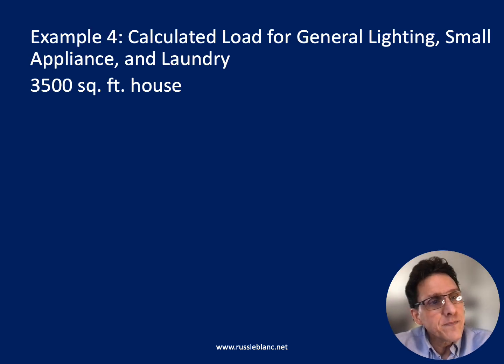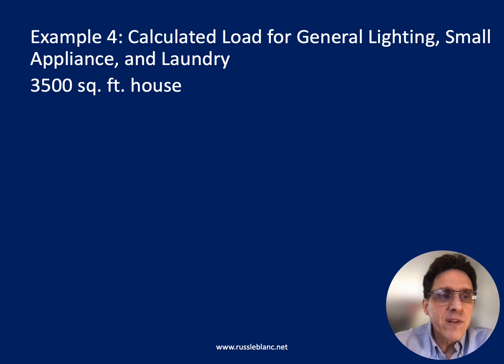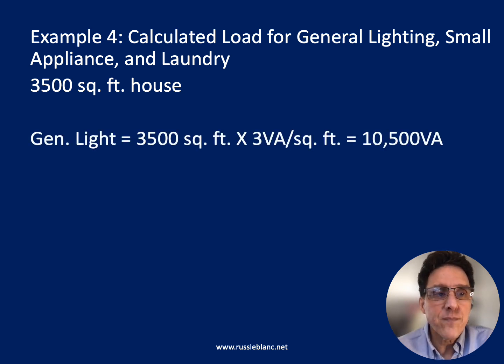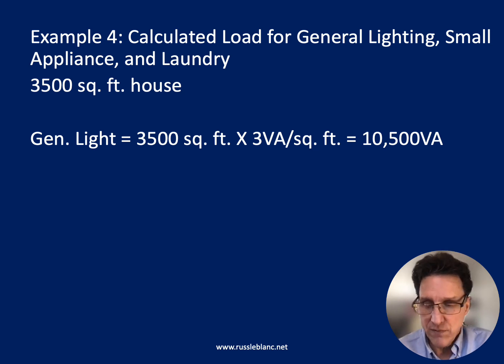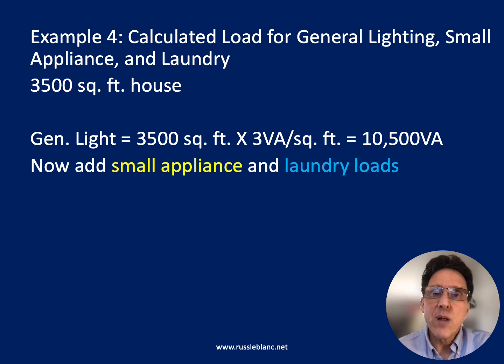Okay, here's the next example. Now we have a 3,500 square foot house, and we are going to calculate the general lighting, small appliance, and laundry load. Okay, general lighting is 3,500 square feet times the unit load of 3 volt amps per square foot. That's 10,500 volt amps just for the general lighting portion. And again, that's the number, the 10,500, you use to figure out how many branch circuits you would like to install. Now we add the small appliance and laundry to that number.